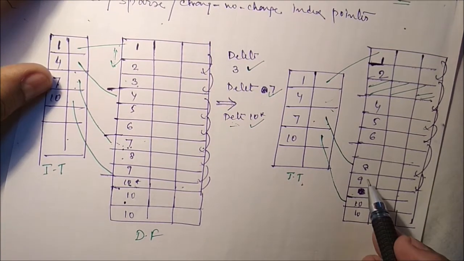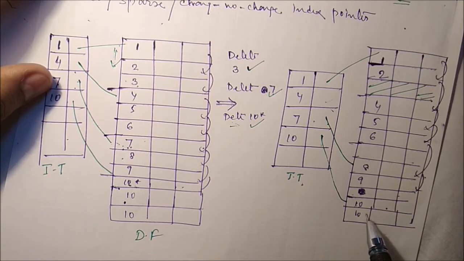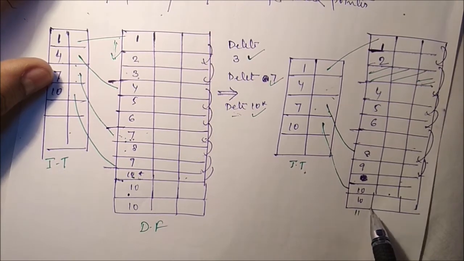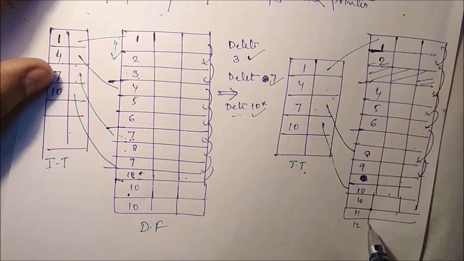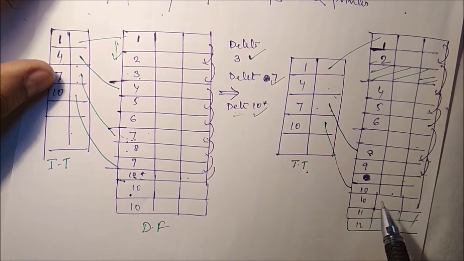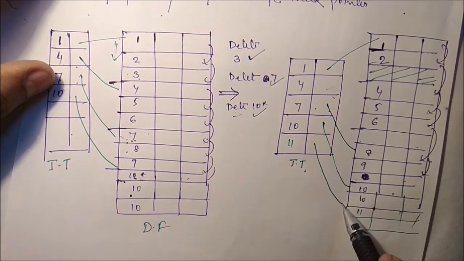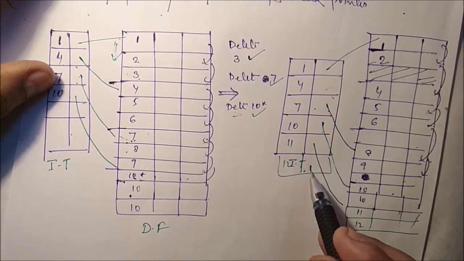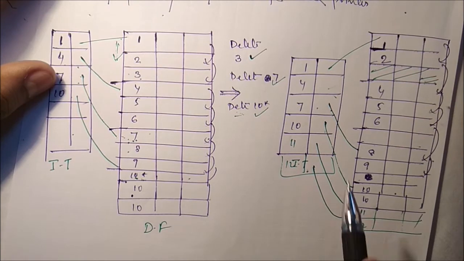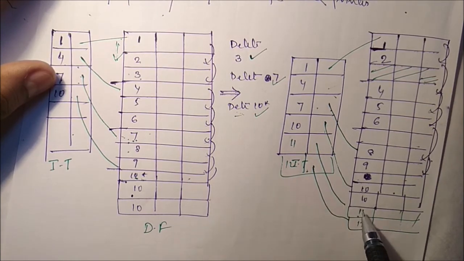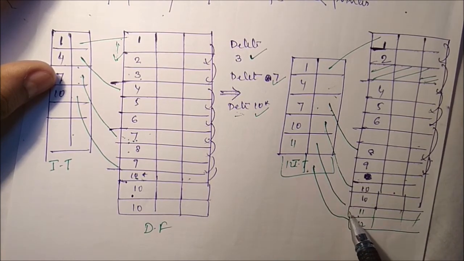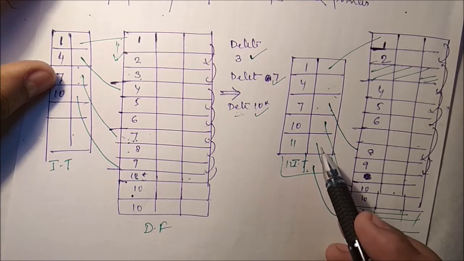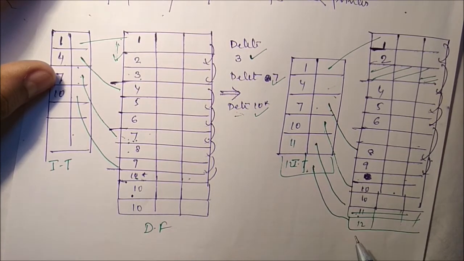Similarly, say 9, 8, 9, 10, 10, 11 is there, and 12 is there, for example. Here 11 is stored, and assume 12 is also there. Now suppose you want to delete this 11. What can we do? If you want to delete this one, we have to update this pointer, and here I have to store the address of this.